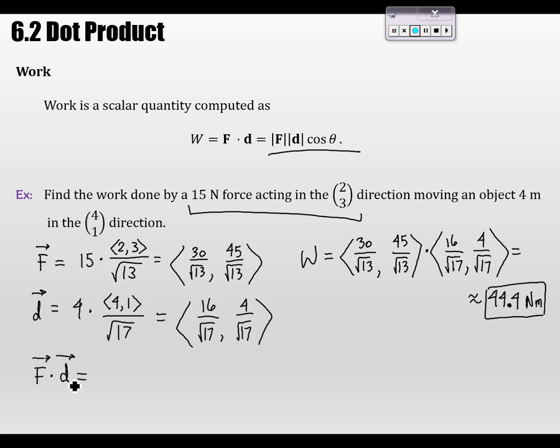In particular, though, for this one, I don't know that it amounts to less work too much, but the nice thing about this is that for the force and the displacement vectors, we know their magnitudes are 15, that's the magnitude of the force, and 4. And then the cosine of the angle between them, by that formula we gave you yesterday, is the vectors 2, 3 and 4, 1 dotted, the angle between these vectors being the angle we're looking for, over their magnitudes. Remember, isn't that the cosine of the angle?